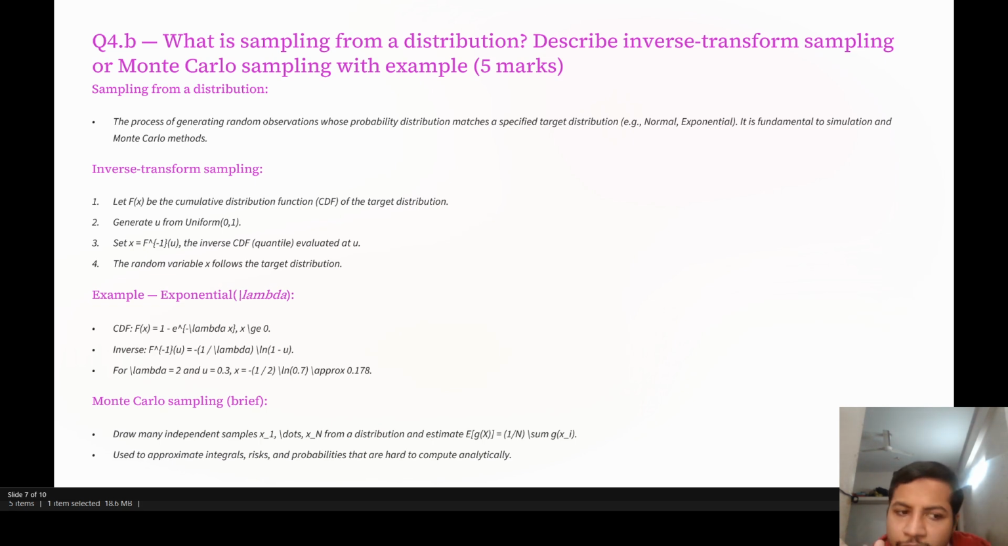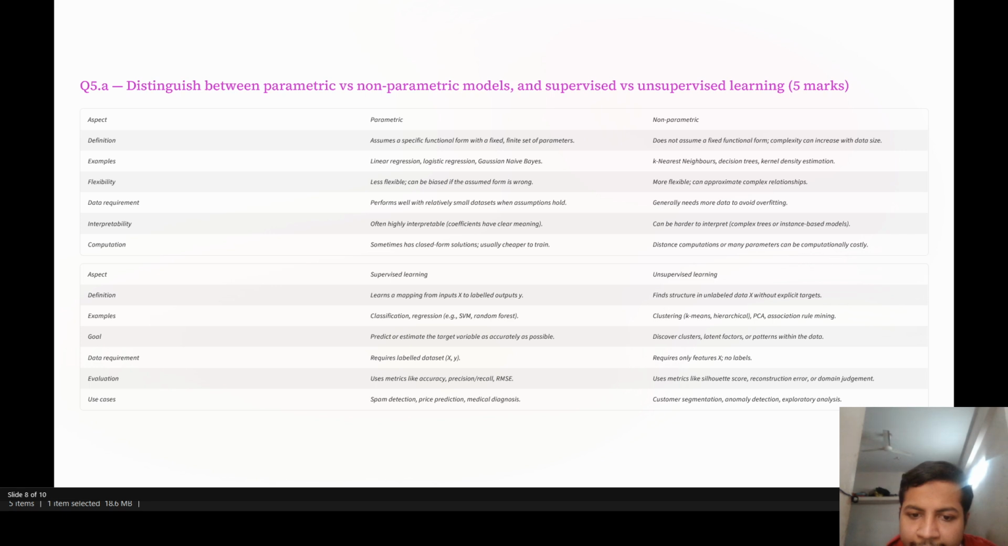Now Monte Carlo sampling. In Monte Carlo sampling, what we have to do is draw many independent samples x1 dots xn from a distribution and estimate E[g(X)], which is approximately 1 by n times the sum of g(xi). It is used to approximately integrate, and to estimate risks and probabilities that are hard to compute analytically.